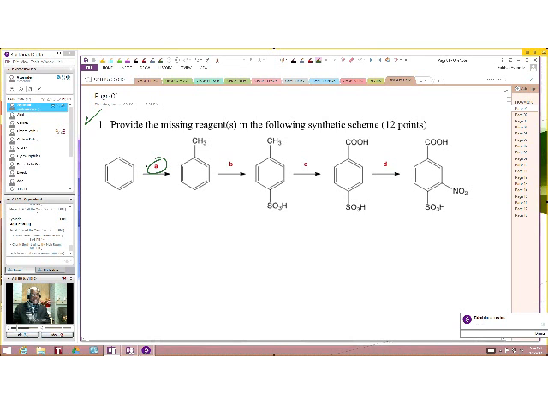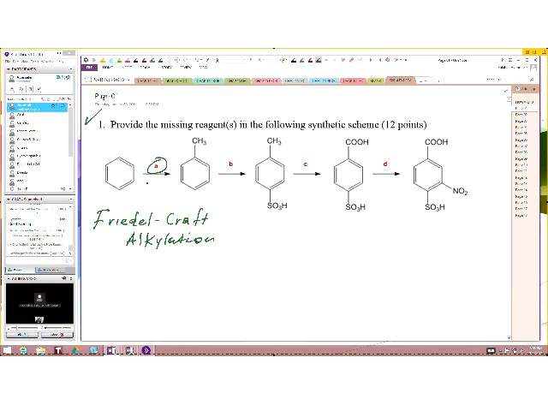So what is going on here? What do we need to do here? Friedel-Crafts alkylation. Okay, you say that is Friedel-Crafts alkylation. Very good. And for Friedel-Crafts alkylation, in this particular instance, what exactly are we doing? Adding CH3Cl in the presence of aluminum chloride, AlCl3.